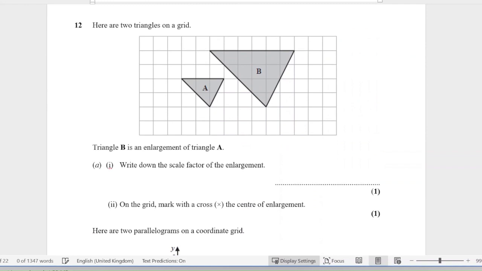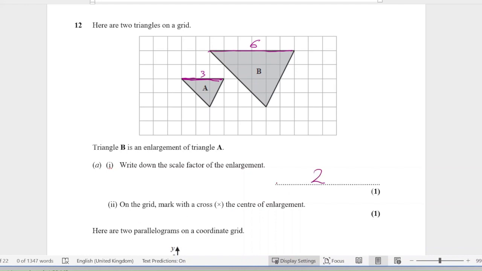Okay, question 12. Here are two triangles on a grid. Triangle B is an enlargement of triangle A. Write down the scale factor. So I just need to look at a dimension. This is 3 squares across. On the enlargement, it is 6 squares across. So it's been enlarged by a scale factor of 2.